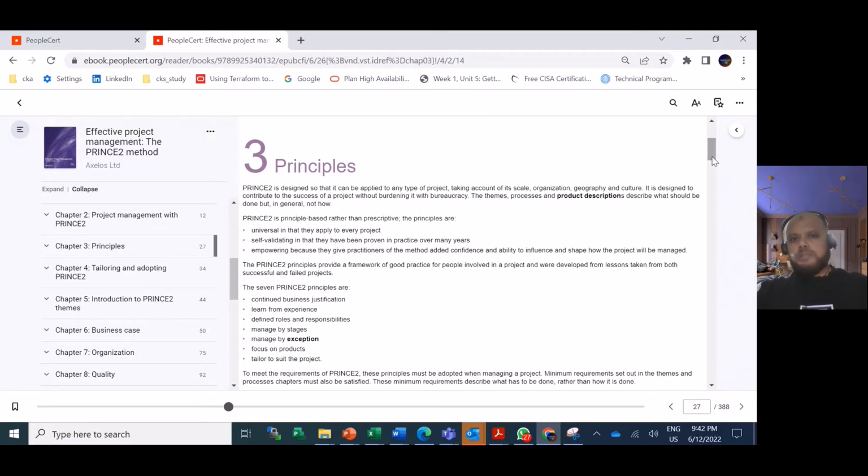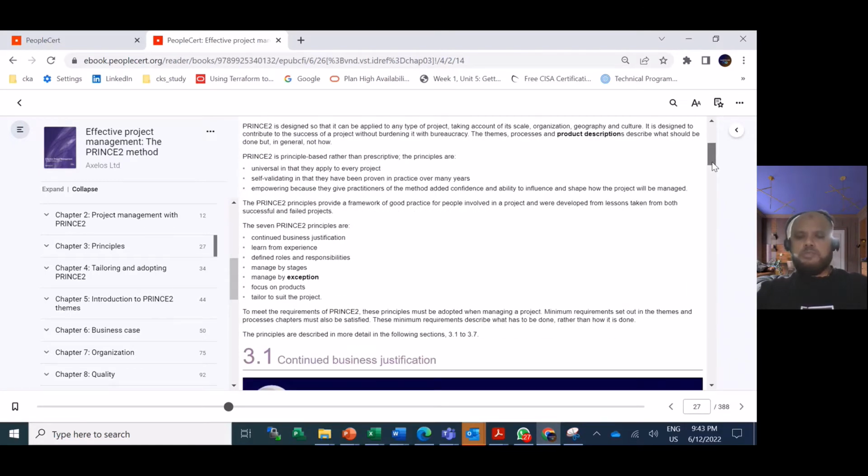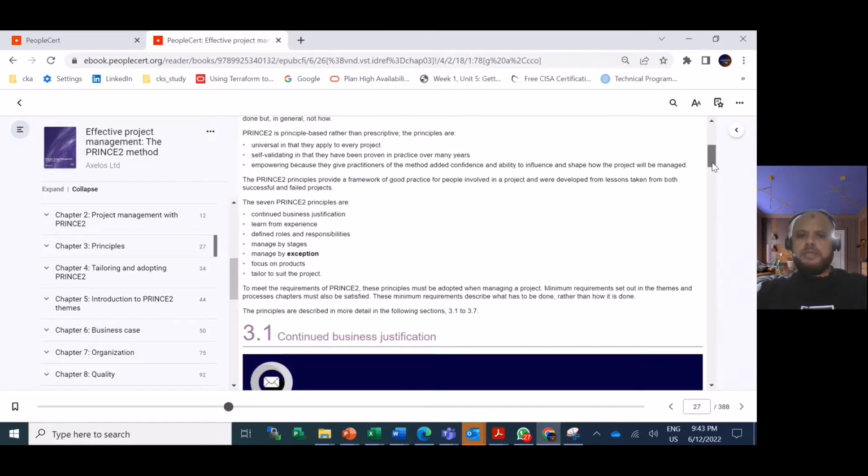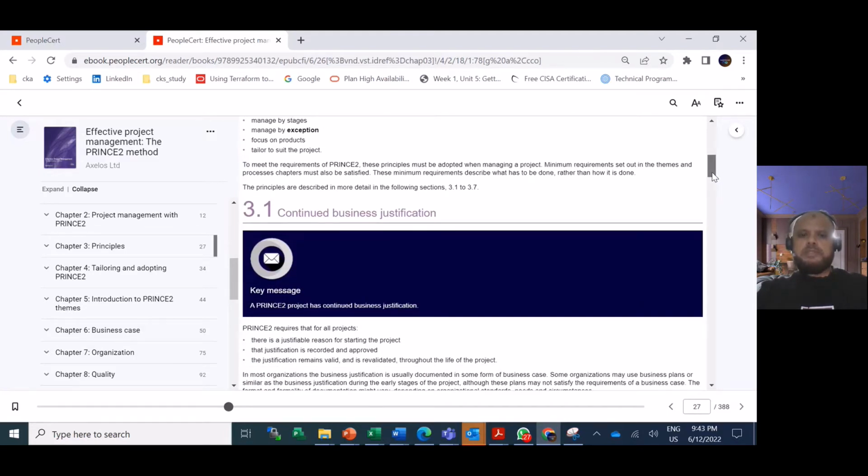The 7 PRINCE2 principles are: continued business justification, learn from experience, define roles and responsibilities, manage by stages, manage by exception, focus on products, and tailor to suit the project. So we will go through a high-level view of each of the principles.